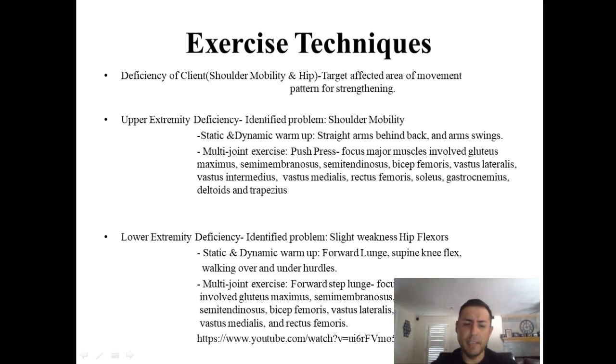And again, I started with the static and dynamic warm-up: the forward lunge, which is a static, and also the supine knee flex, also a static exercise, but I also incorporated walking over and under hurdles, which is a dynamic warm-up. I really focused on the adduction and abduction of his hips, again, a little more flexibility, a little more strengthening, but hopefully that warm-up will help him as he does his multi-joint exercise, which I initiated as the forward step lunge, which focused the major muscles and involved the gluteus maximus, semimembranosus, semitendinosus, biceps femoris, vastus lateralis, vastus intermedius, vastus medialis, and the rectus femoris.